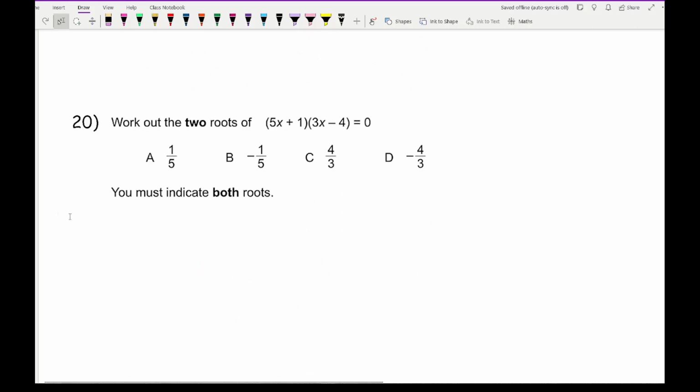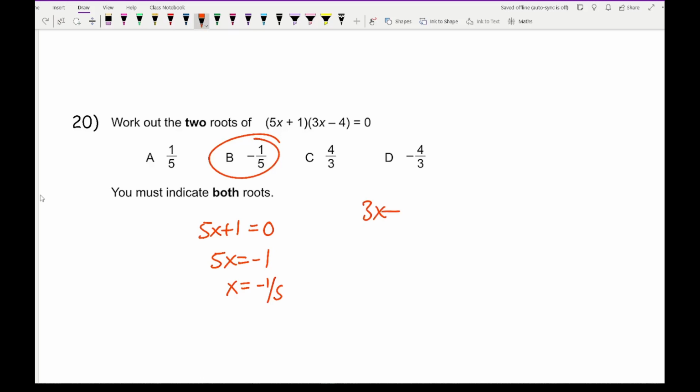Then question 20 says work out the two roots of 5x plus 1 times 3x minus 4. So again, very similar to the previous question. So here we make each bracket equal to 0. So that's going to be 5x plus 1 equals 0, so 5x is equal to minus 1. So x equals minus a fifth, which is B. And 3x minus 4 equals 0. So 3x equals 4. So x equals 4 over 3, which is C.